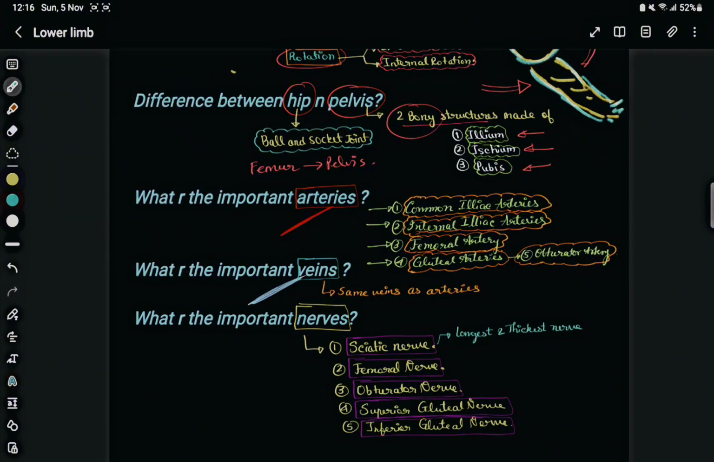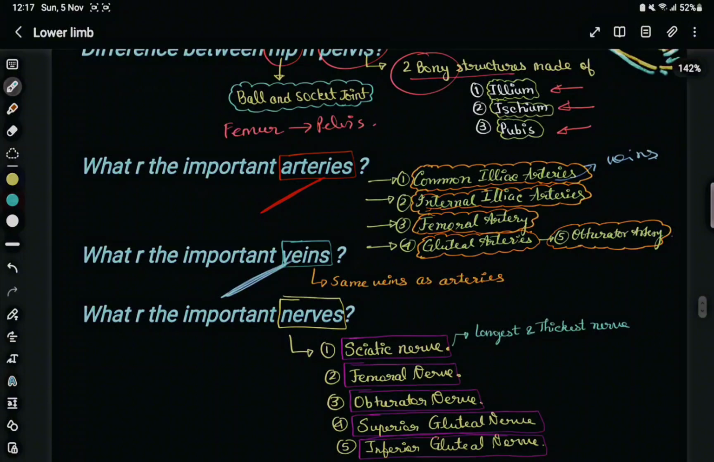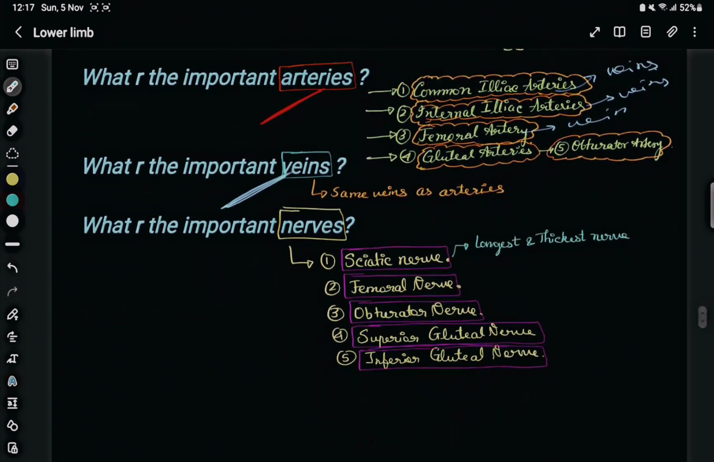The veins in blue. So the same veins as arteries, you can change. The common iliac artery is common iliac vein, internal iliac vein. Just change the arteries to veins. That's it. Internal iliac veins, femoral vein, gluteal vein, obturator vein. That's it. And now we come to nerves.